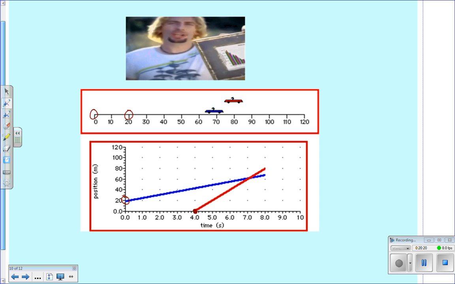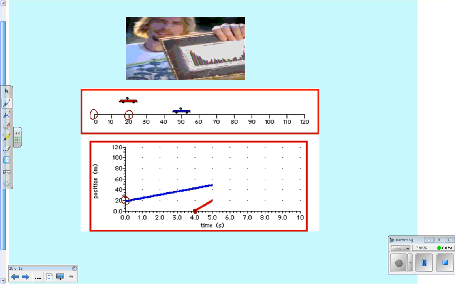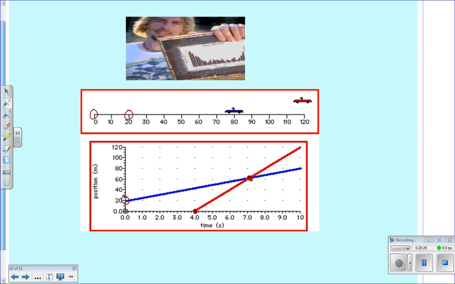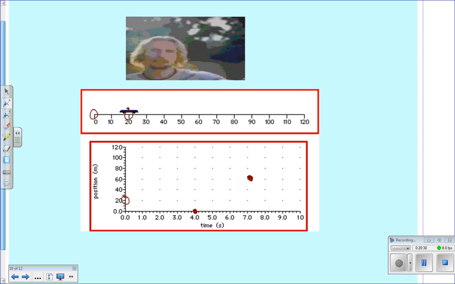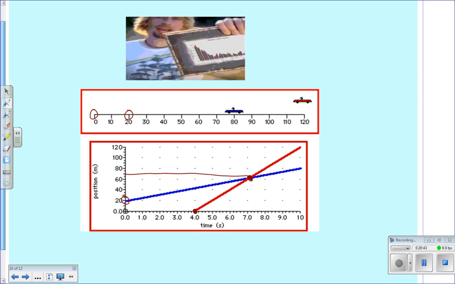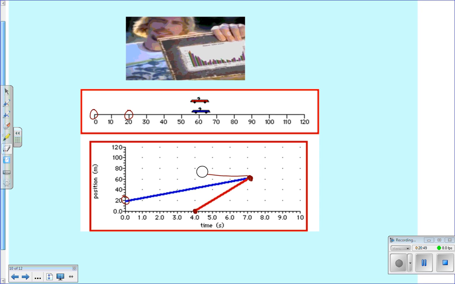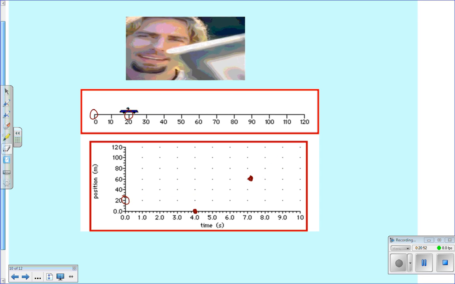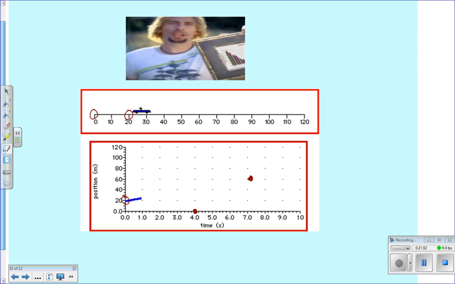Okay? But it's moving much faster, so it has a steeper slope. And at this point, right there, is where the red car passes the blue car, which takes place at about, looks like a little after 7 seconds and right around 70 meters. Okay? We can tell that the red car is traveling faster than the blue car because it has a steeper slope on the graph. The steeper the slope is, the more position is being changed per second, and that means it's moving faster.